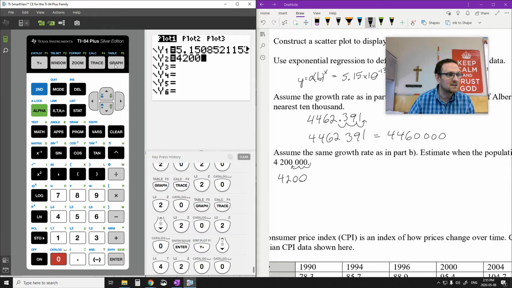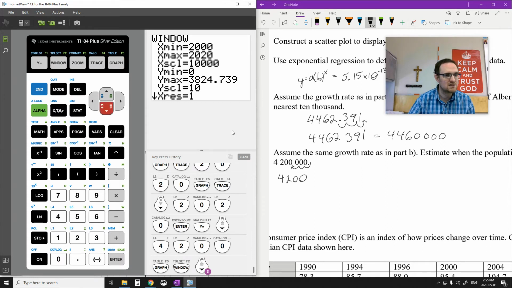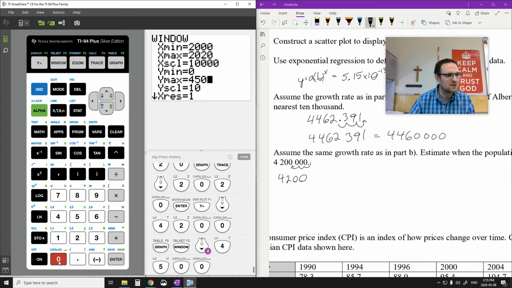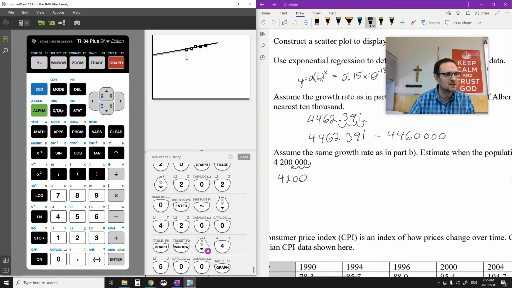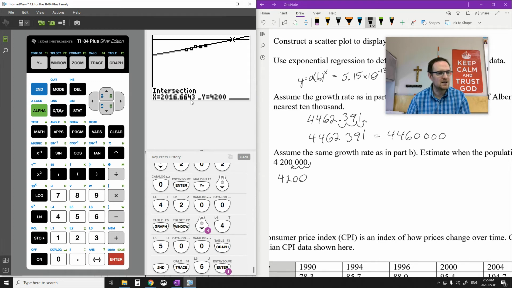Now the problem is I'm not going to see that line because that's beyond this graph. So I go to my window and I want to go up to at least 4,000. Right now it's only going up to 3,800. I want to go up a little bit higher. So I want to go up to, you can go right to the number, like 4,200. I'm going to go a little bit higher so I can see the line. There it is right there. There's my crossing point. So I'm going to go second trace, intersect, enter, enter, enter. So my intersection point here is the year 2016 or 2017. Right? Sometime in the year 2016.